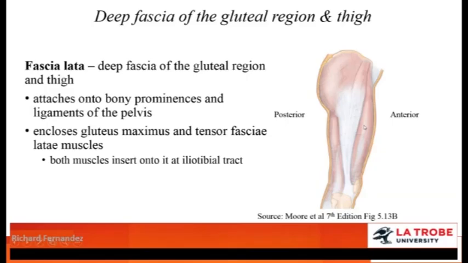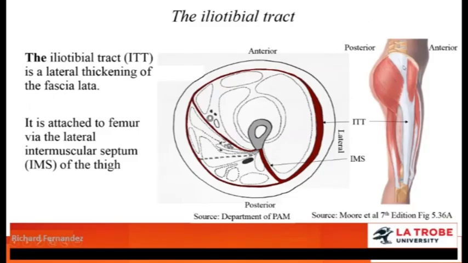Here you can see the fascia lata encircling the thigh and gluteal region and the gluteus maximus and tensor fasciae lata muscles. Now, a lateral thickening of the fascia lata presents as the iliotibial tract, so named because it extends from the ilium and descends all the way down to the tibia. Although this iliotibial tract is a superficial structure, it blends with the lateral intermuscular septum. So here you can see in this cross section the iliotibial tract blending with the lateral intermuscular septum. This lateral intermuscular septum in turn attaches to the linea aspera on the posterior femur.